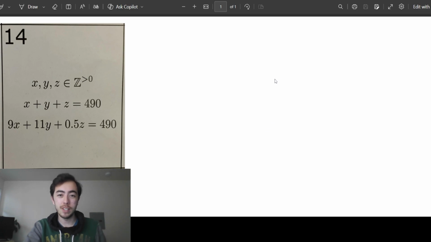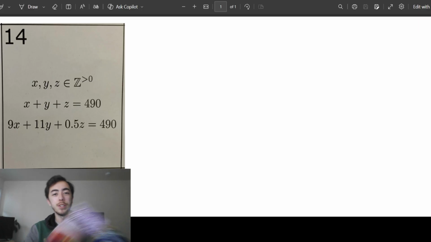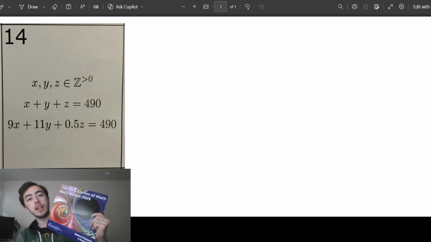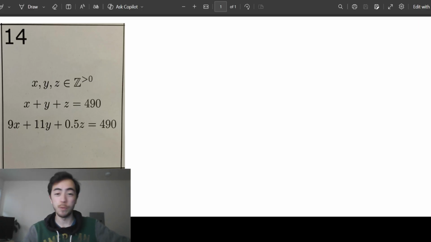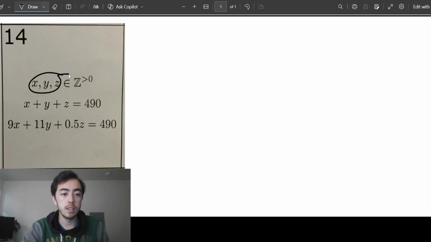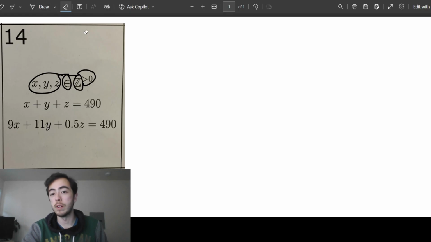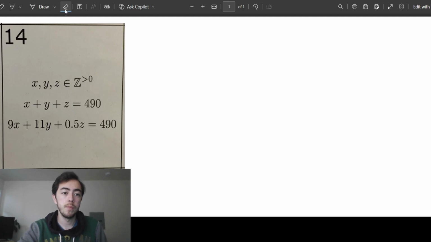Today is November 14th, and we're solving problem 318 from the Daily Epsilon calendar. And the answer today should be 14 because that's today's date. So we have three integers. X, Y, and Z are elements of the integers, specifically integers greater than 0, or the positive ones.